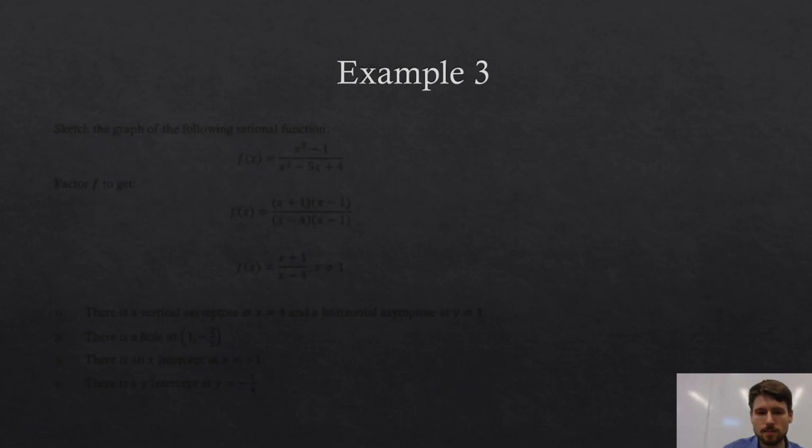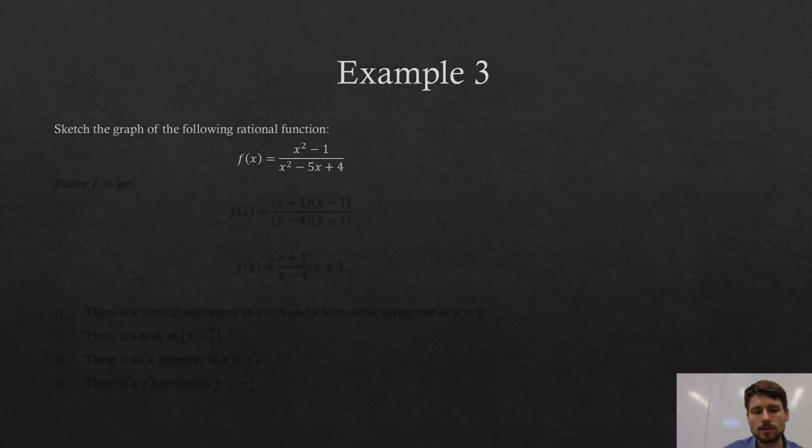Okay, next example. There's a little bit more going on here. Our function is x squared minus 1 over x squared minus 5x plus 4.